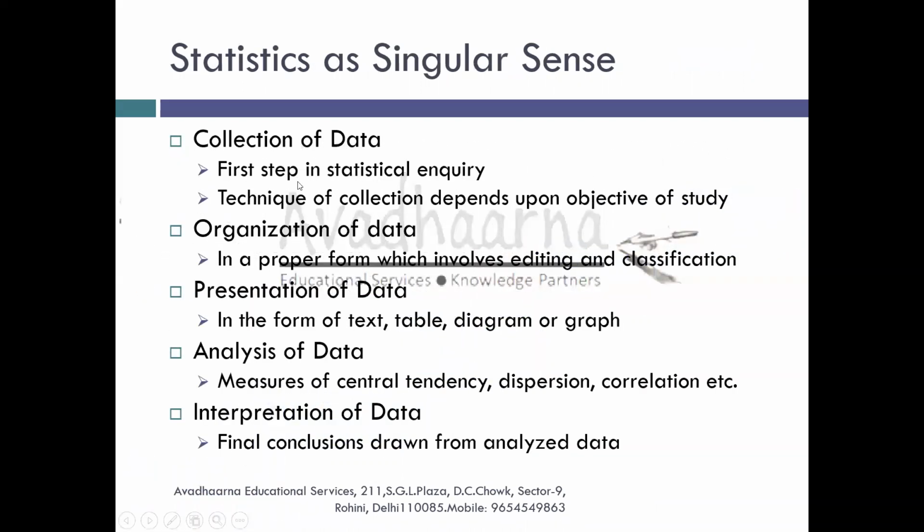So collection of data, the first step, is the statistical inquiry. The technique of collection depends upon the objective of study. Then organization of data in a proper form, which involves editing and classification. We classify the data, like we have already done; we have learned how to prepare discrete series or continuous series. Then presentation of data in the form of text, table, diagram, or graph. Analysis of data to calculate measures of central tendency, dispersion, correlation, etc. And finally, interpretation of data to arrive at the final conclusion drawn from the analyzed data.